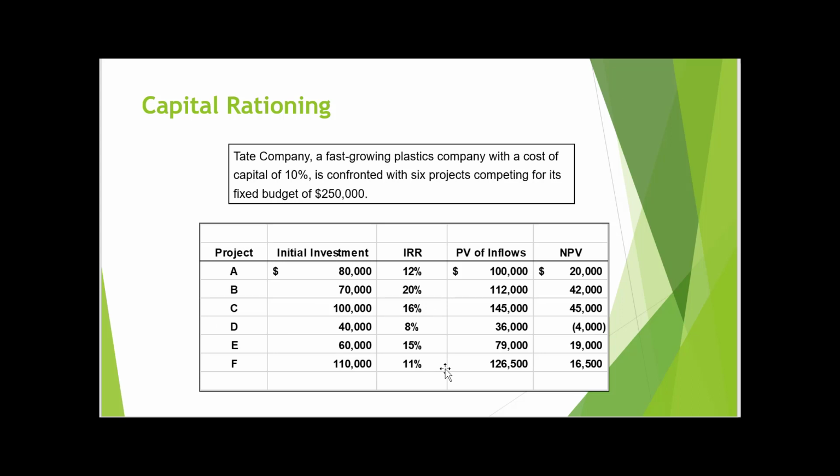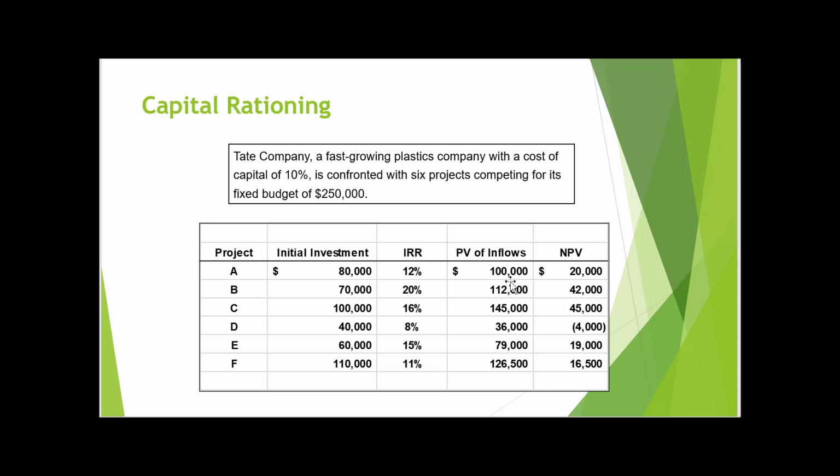So here we have an example. We have this company. They have a fixed budget of $250,000. Their cost of capital is 10%. Their capital budget has six items. Here's the investment in each asset. Here's the internal rate of return from each asset. Here's the present value of the inflows. And now here also then is the net present value.